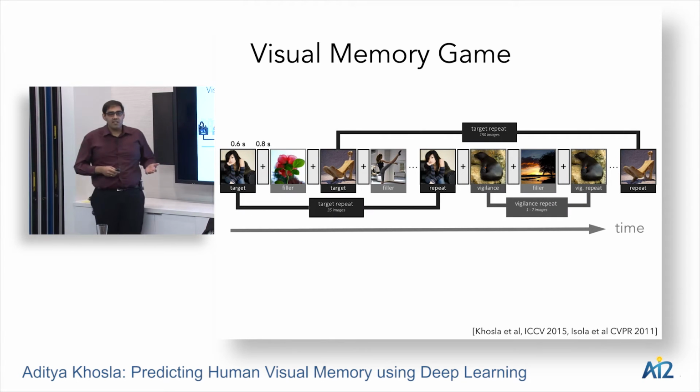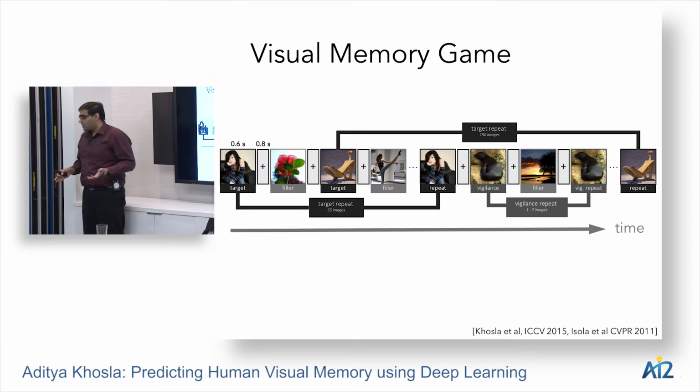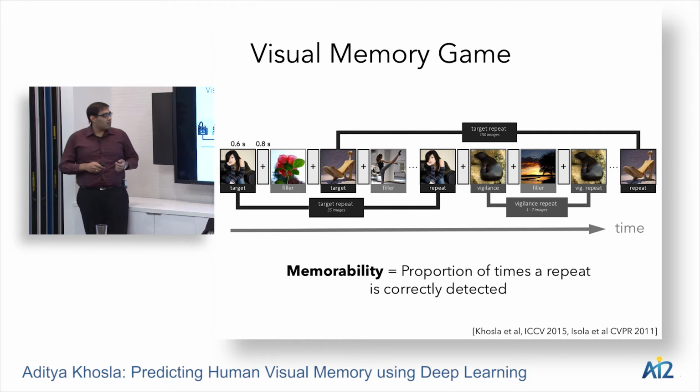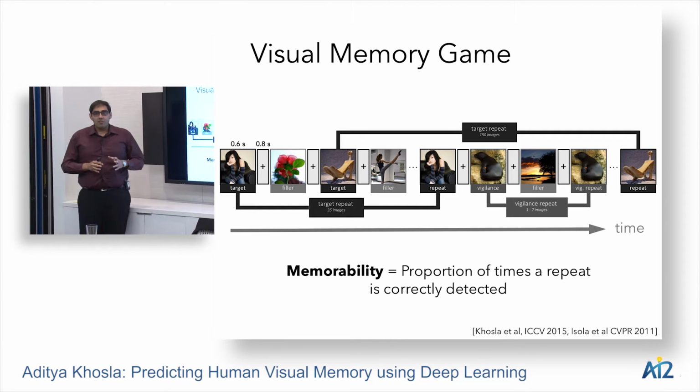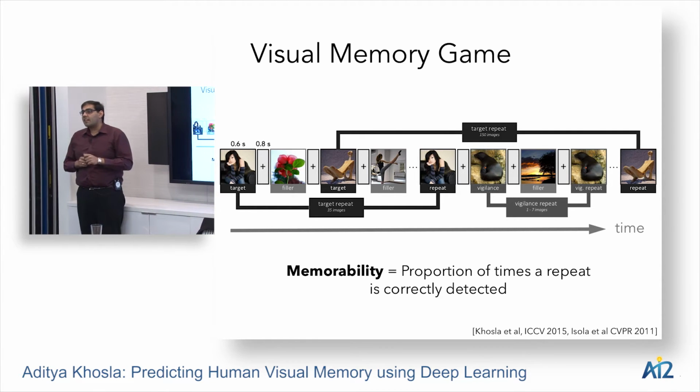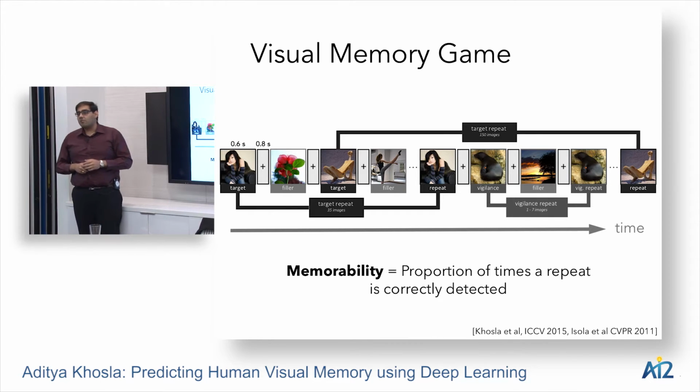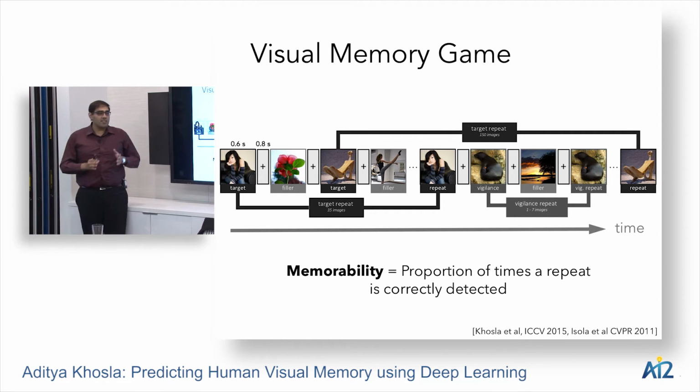What we did is we designed a task on Amazon Mechanical Turk where people were pressing a key when they saw an image that they had seen before. So essentially, we showed each image to a whole lot of people, and we collected these clicks. Based on this, we defined a metric called memorability, which is essentially the proportion of times an image was correctly detected when it was shown. So for example, if an image was shown to 100 people and 80 of them correctly detected the repeat, then the memorability of that image was defined as 0.8. Okay, just 80 over 100.